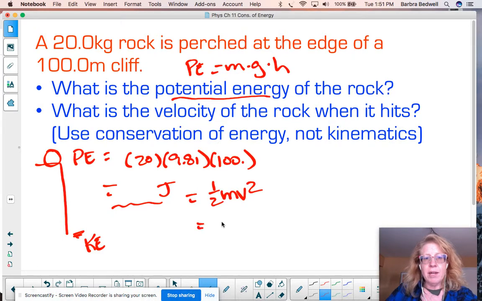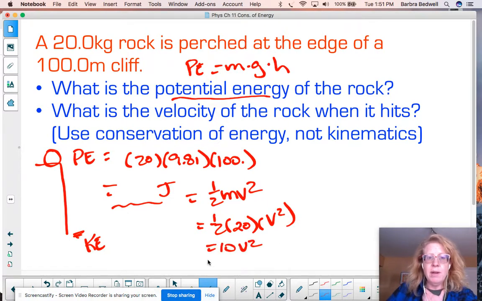So I know what this is, 1/2. I know what the mass of the rock is, which is 20, and then I'm just solving for what v squared is when it hits the ground. So this is going to be 10 v squared, and then divide by 10, and then take your square root. So it can be a lot easier than solving your kinematics equations to solve for final velocity. Again, don't forget to take the square root so that you can get the correct final velocity when you're doing these ones. So again, using conservation of energy rather than kinematics.